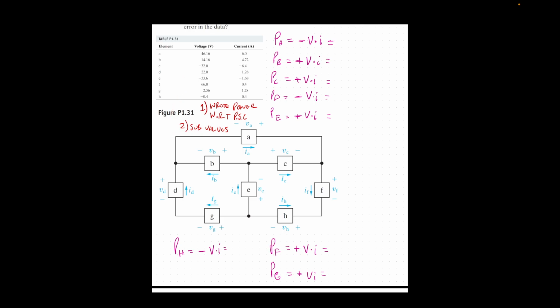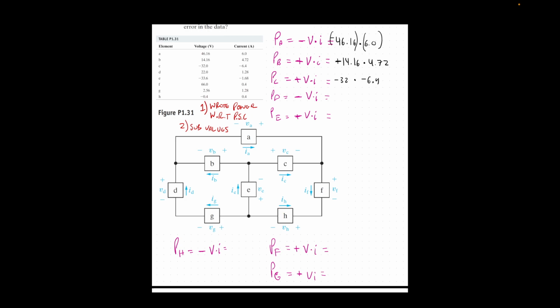All right, so for power A, we have 46, a negative because of our passive sign, negative 46.16 times our 6.0. Keep in mind that these are going to be volts and amps, so no need to modify. My power for B, I'm going to have a positive 14.16 multiplied with a 4.72. My power for C is going to be negative 32 multiplied with my negative 6.4.